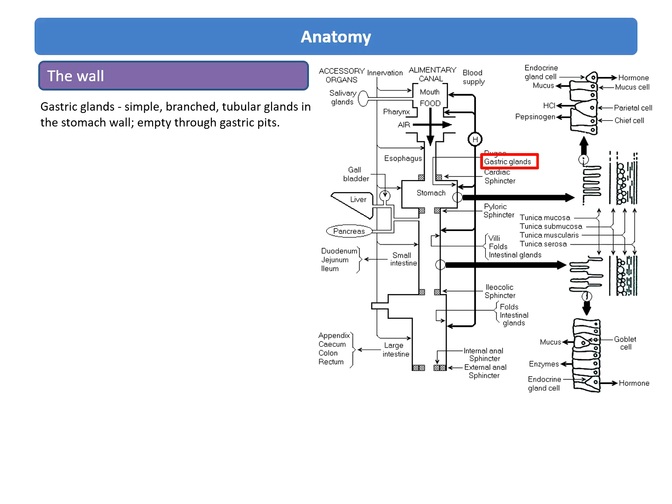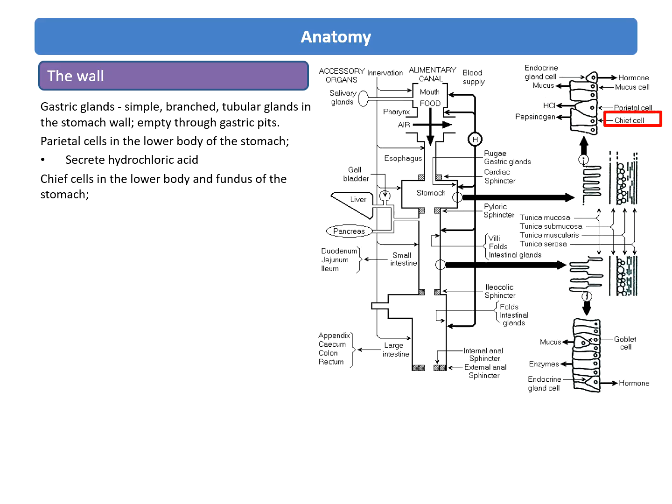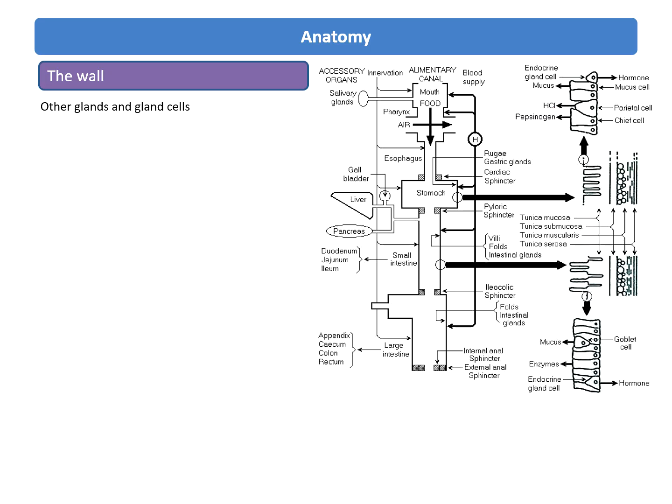Gastric glands are simple, branched, tubular glands in the stomach wall. They empty through gastric pits. Parietal cells in the lower body of the stomach secrete hydrochloric acid. Chief cells in the lower body and fundus of the stomach secrete pepsinogen.